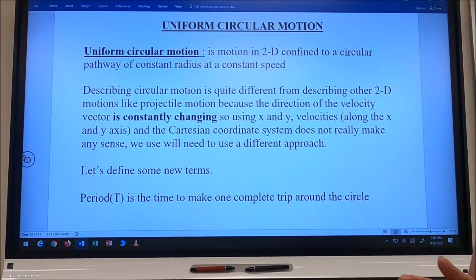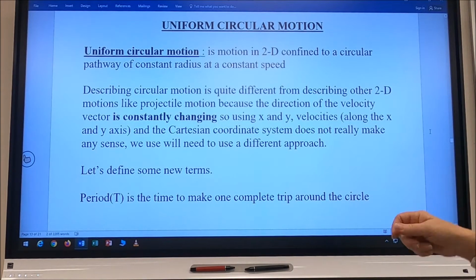Back to chapter 4. The rest of chapter 4 is on circular motion, motion around a circular pathway. We're going to start with uniform circular motion, which is motion around a circular pathway at a constant speed. So we have a two-dimensional motion confined to a circular pathway. Think about a car on a Ferris wheel, or taking a rock and tying it to the end of a rope and swinging it over your head.